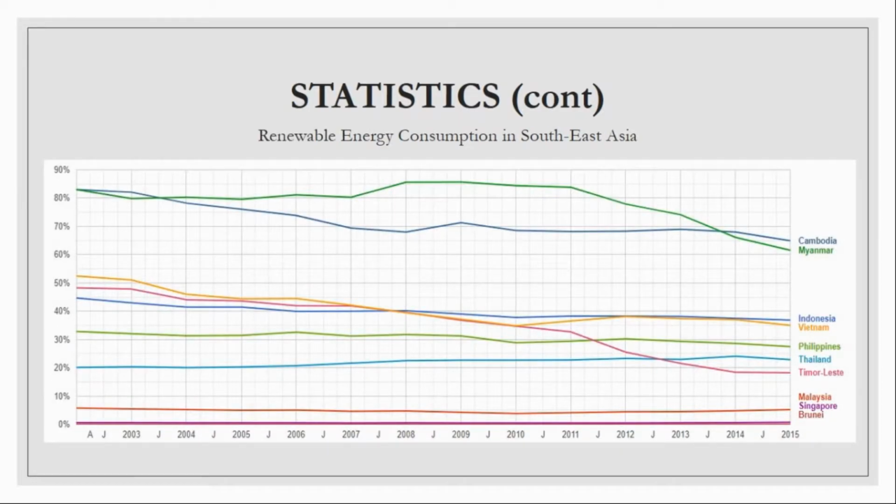The next statistic is about renewable energy consumption from the year 2002 to 2015. Malaysia is in 8th position with 5.19%. The highest country that consumes renewable energy sources is Cambodia with 64.92%.